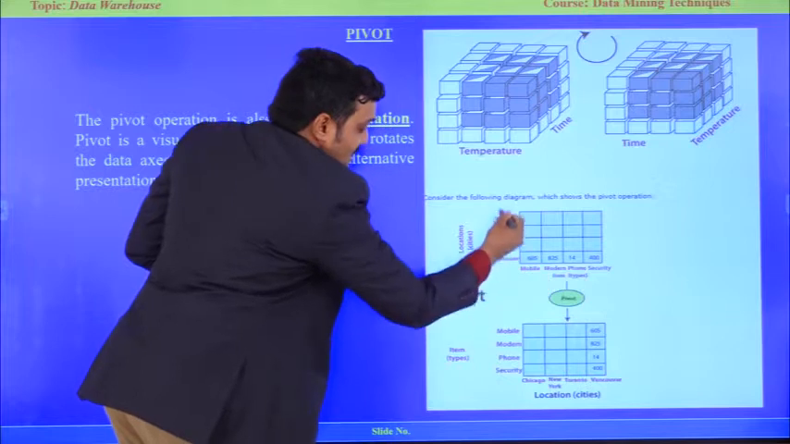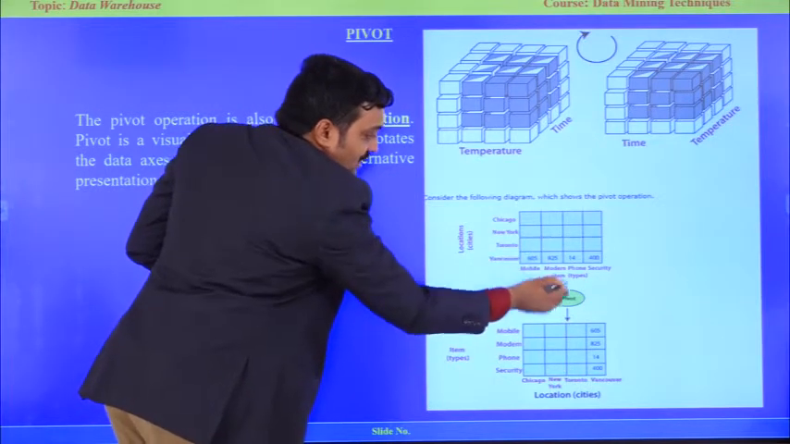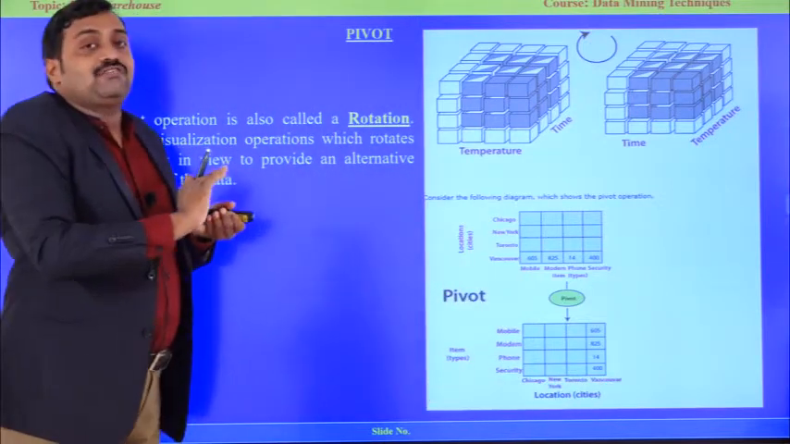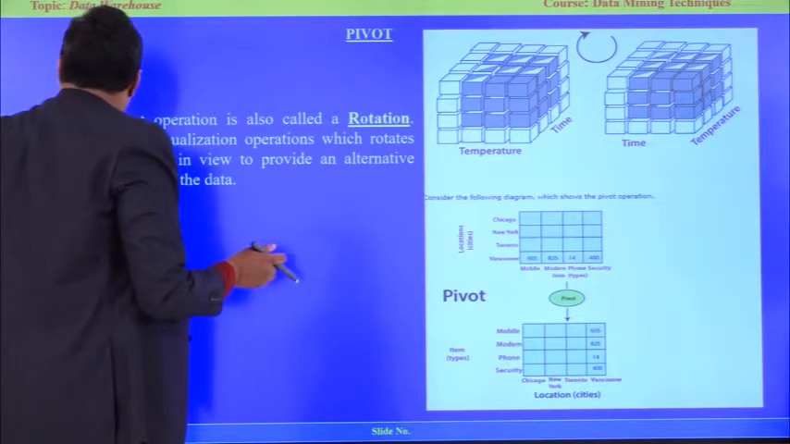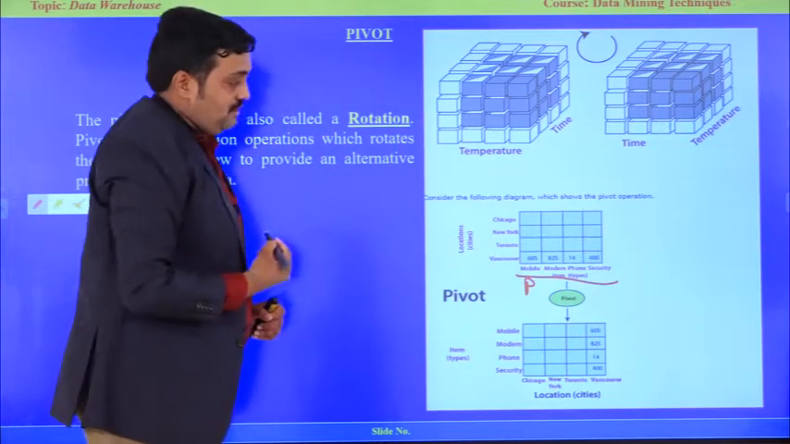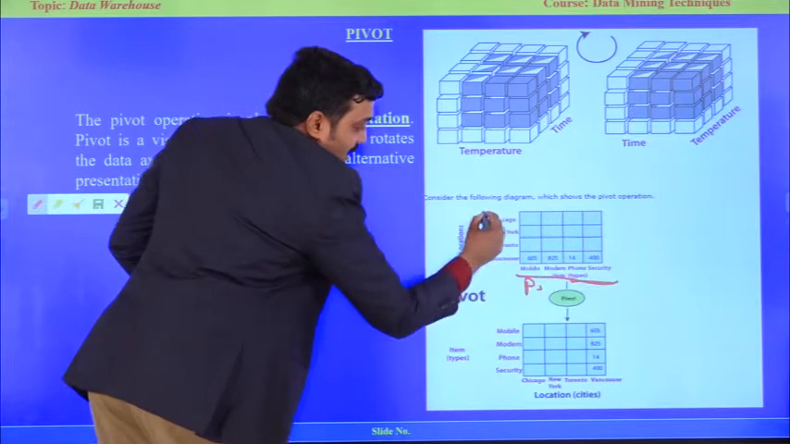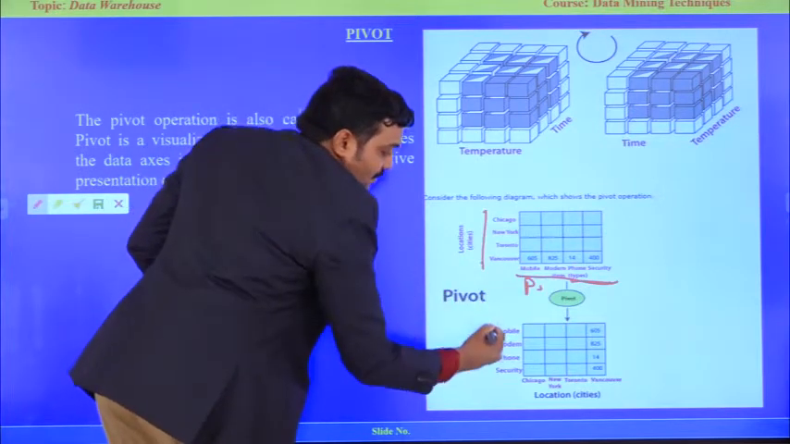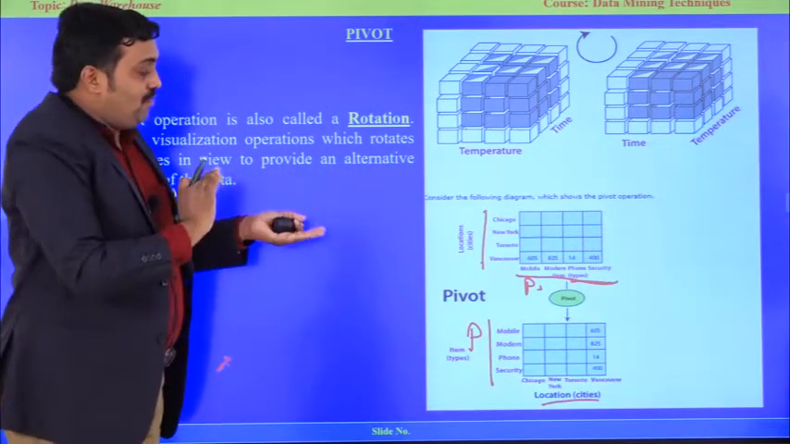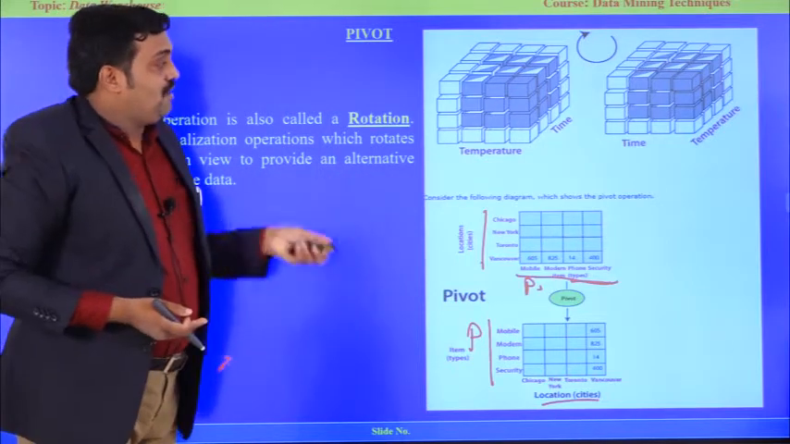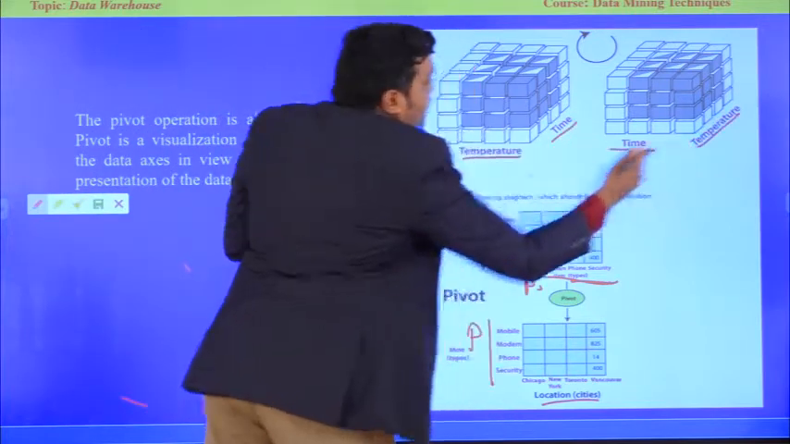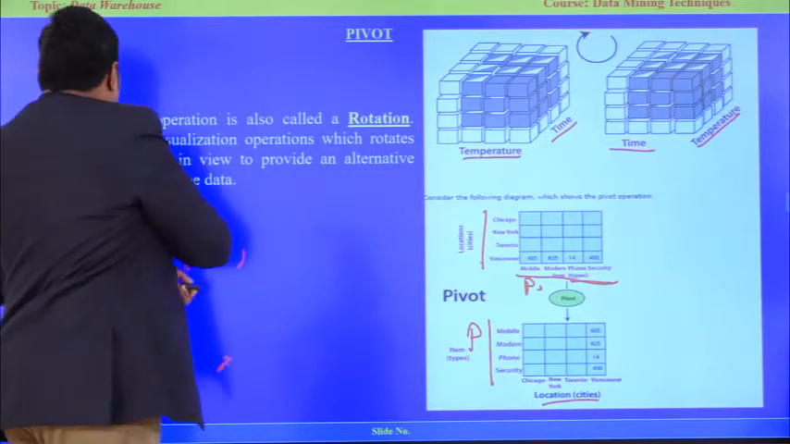See here, mobiles, countries, cities. Again pivot: this one has product here and countries here. I am going to simply swap the rows and columns. Previously, products were at the bottom and here we have the locations. Simply I swap: location here, product here. That means pivot is nothing but swapping of both rows and columns. Whenever based on the requirement, we swap the things. Temperature, time, temperature. Simply swapping the cube. Okay, this is about pivot.